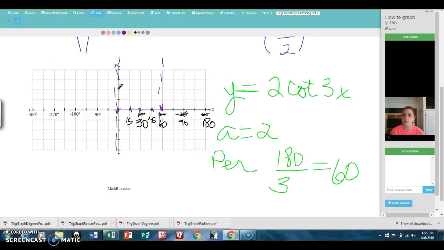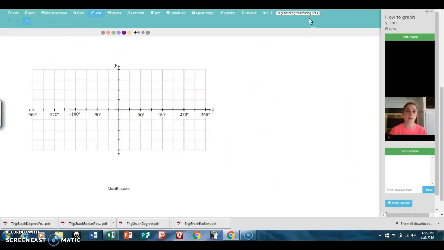Now, our A value is 2, so I'm going to line up 15 degrees with 2, and I'm going to line up negative 45 degrees with negative 2, and then I'm going to draw in my cotangent graph like that. All right, and if your teacher wanted one more, you would just copy the image over again, something like that. Just don't forget to put in your other asymptote. All right, so now let's take a look at the same thing, but this time in radians.